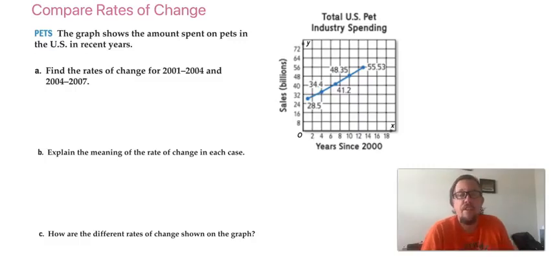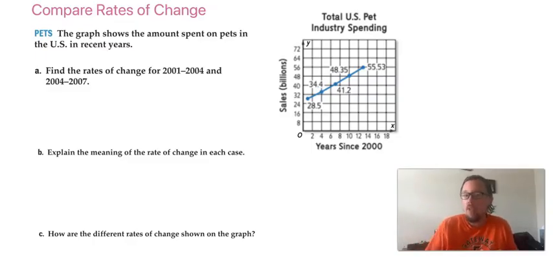We're going to take this graph that has information about pets spent in the US over a period of time, and we're going to do a few things with it. We're going to find the rate of change over two different time periods. We're going to explain what the rate of change means, and then we're going to talk about how the different rates of change are shown in the graph. So let's start off with the first piece, which is to find the rates of change for 2001 through 2004.